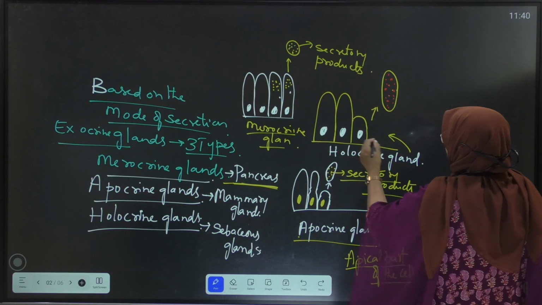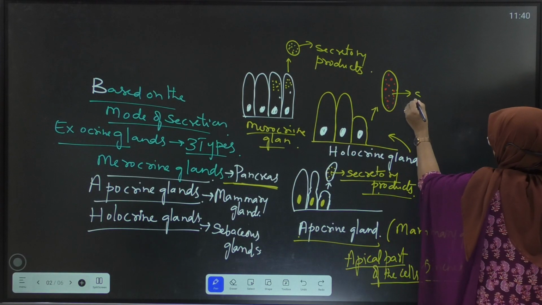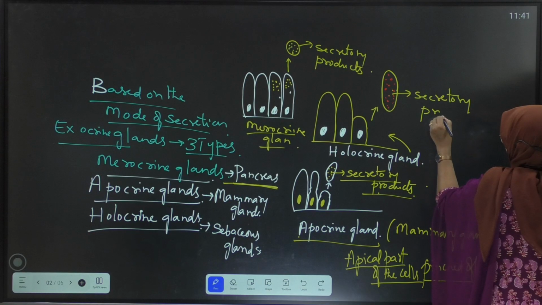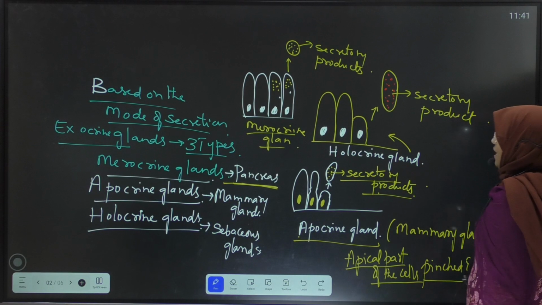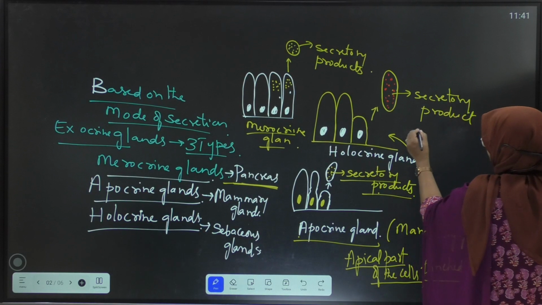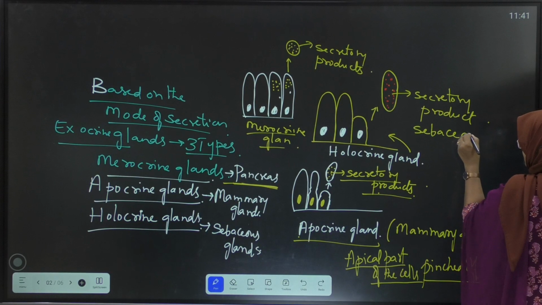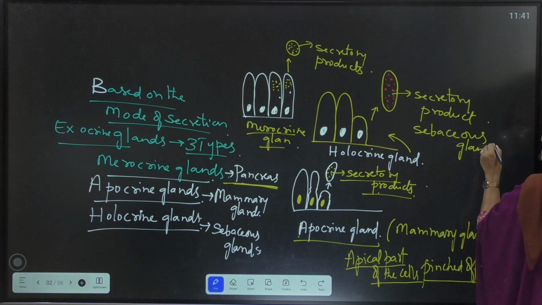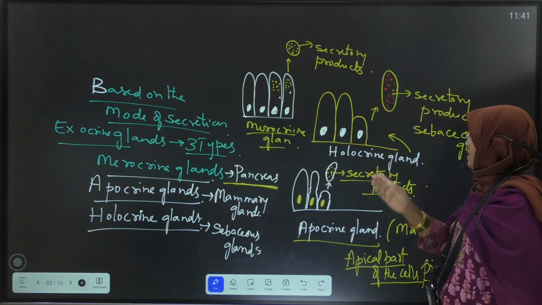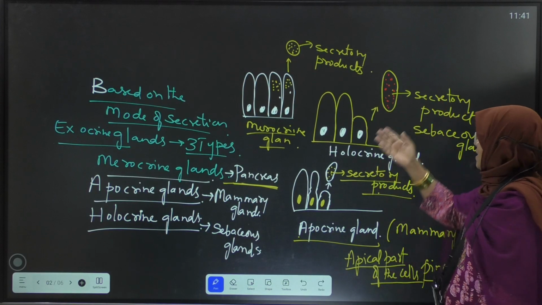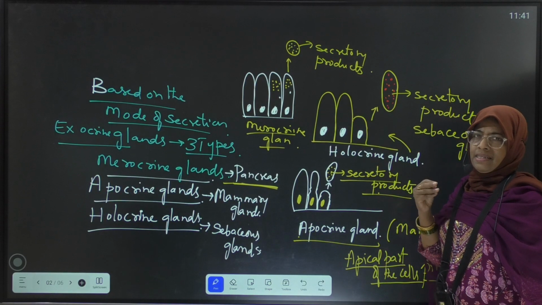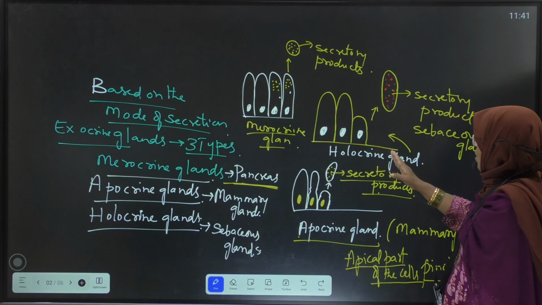Here in holocrine gland, during the release of secretory products, entire cell is lost. Example is sebaceous glands. Once again, I will repeat holocrine gland. During the release of secretory product, what happened? Entire cell is lost. Okay, this is called holocrine gland.